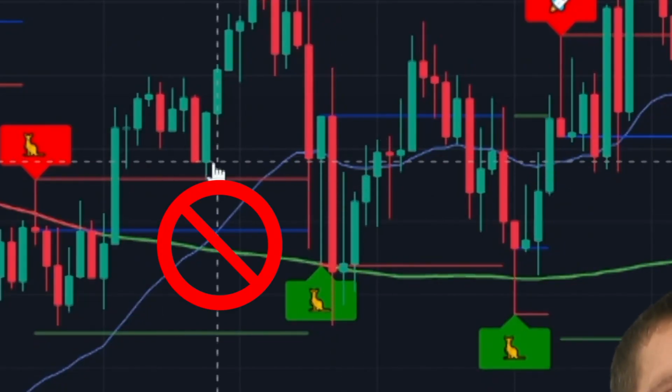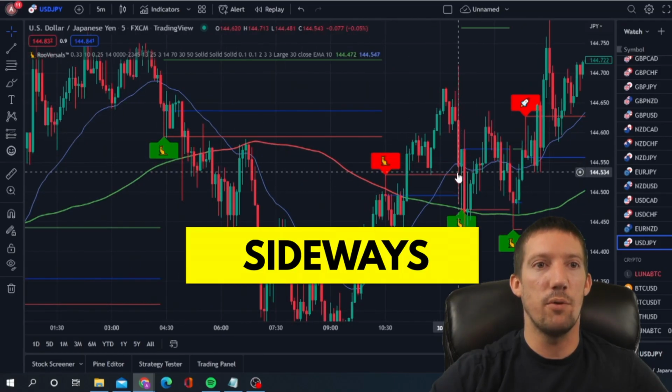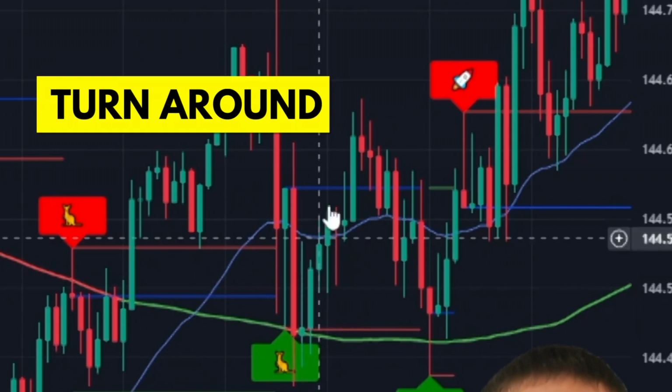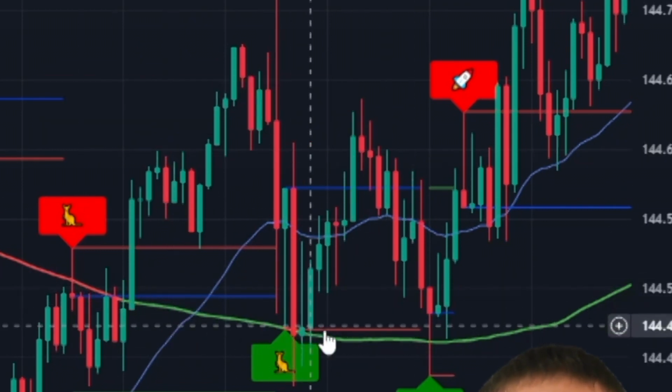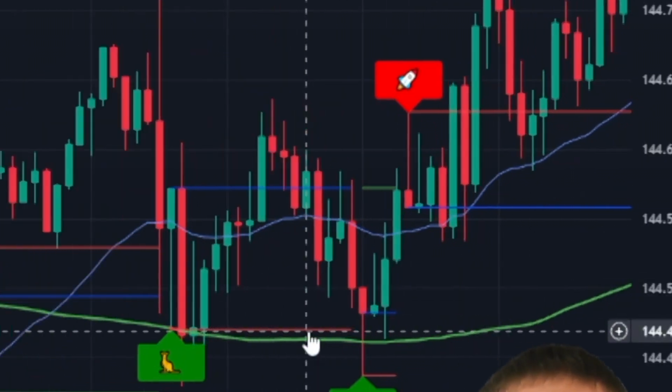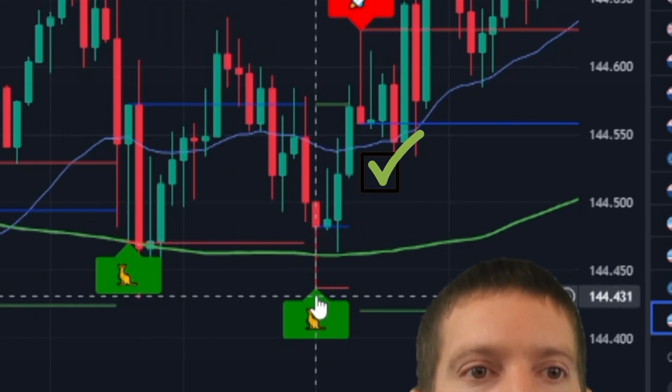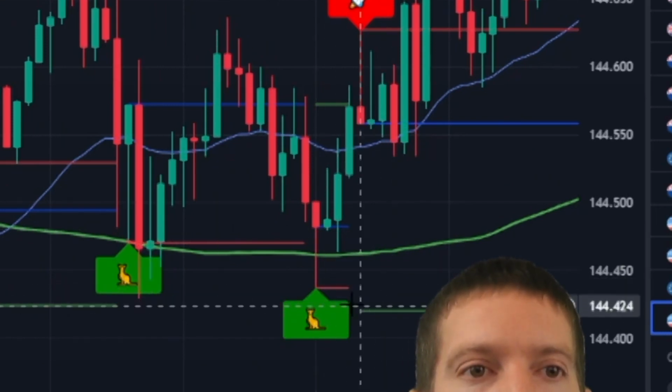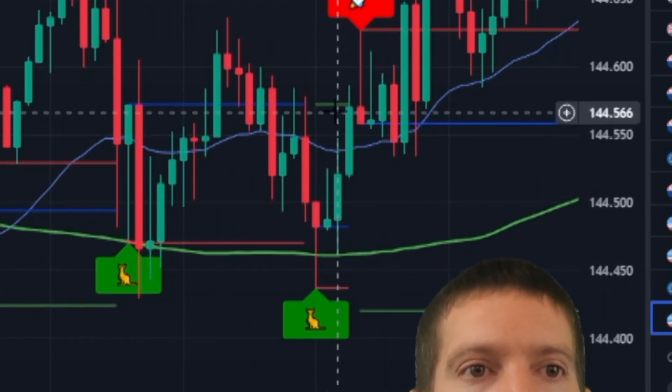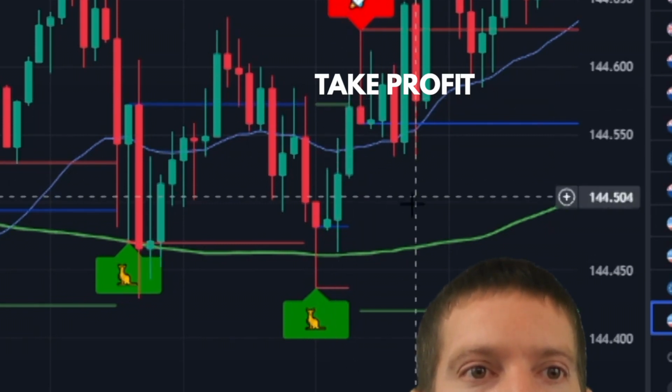This one I wouldn't have taken because the market's just going sideways. Now you can see it's starting to turn around here, and this is starting to turn green on the moving average. So we'd have taken this trade. We placed our stop loss right outside the kangaroo tail, the edge of the tail, and then our take profit would have been right here. So we would have smashed that.